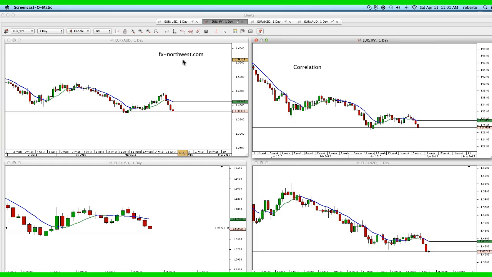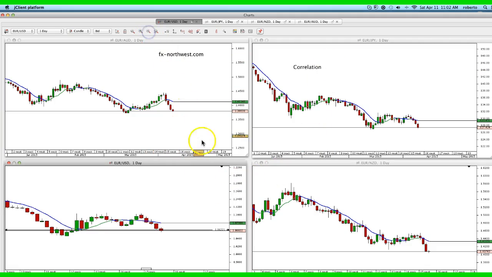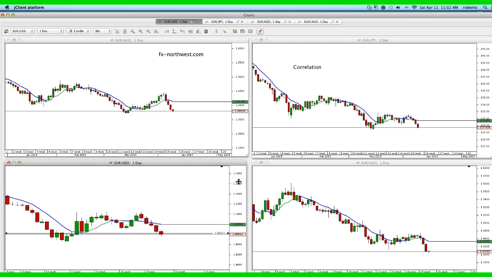Correlation is probably the most accurate and most powerful way to analyze the markets. When we have weak currencies and pair them up with stronger currencies, and when you are looking at several pairs, then it's very, very accurate, probably more information than looking at a single pair.